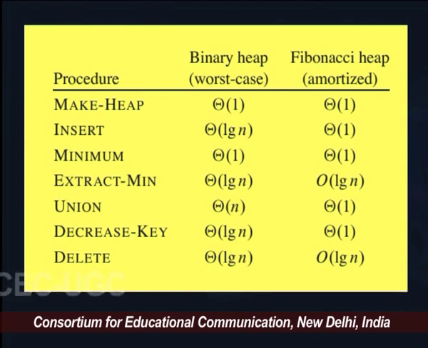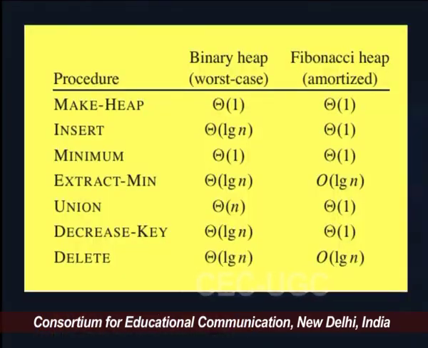Then you can see the three other operations, which are union, decrease key and delete. Union in case of binary heap is going to take theta n time, while in case of amortized analysis of Fibonacci heaps, it takes only theta 1. Decrease key in case of binary heap worst case takes theta log n, while in Fibonacci heap amortized analysis it takes theta 1. So, these are the two major operations, apart from insertion, which significantly improve in time complexity with Fibonacci heaps.